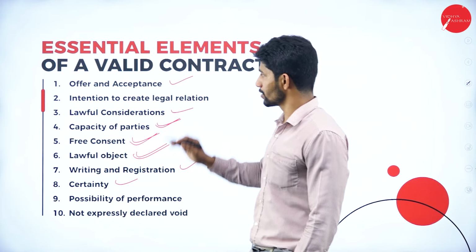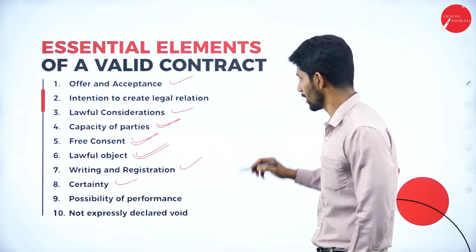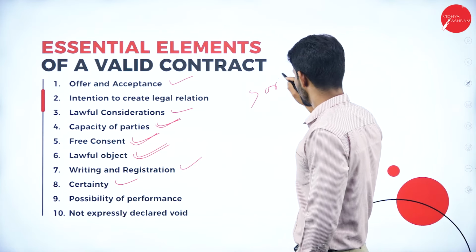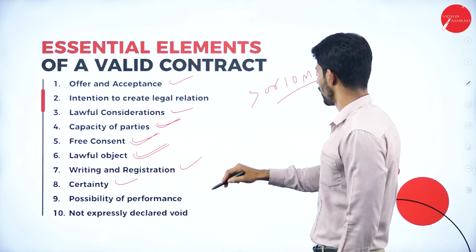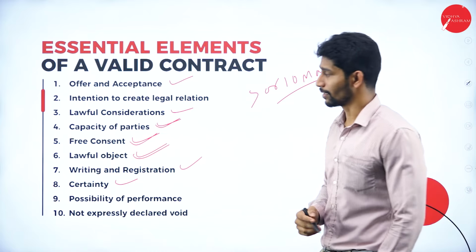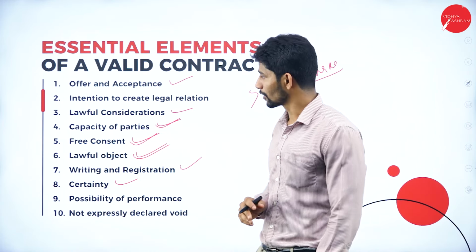So these are all the elements of a valid contract, and this question may be asked in the main exam for 5 or 10 marks. Okay, in the main exam, they might ask this question for 5 marks or 10 marks. So very carefully study this particular concept.